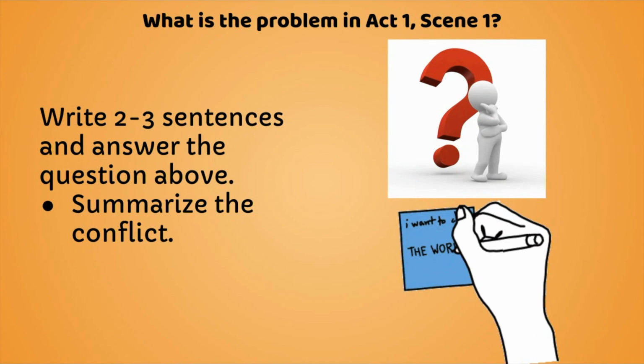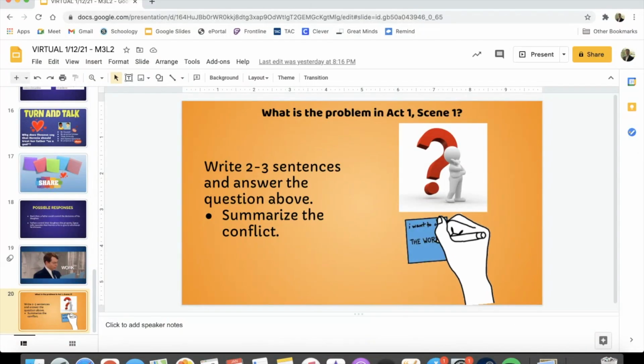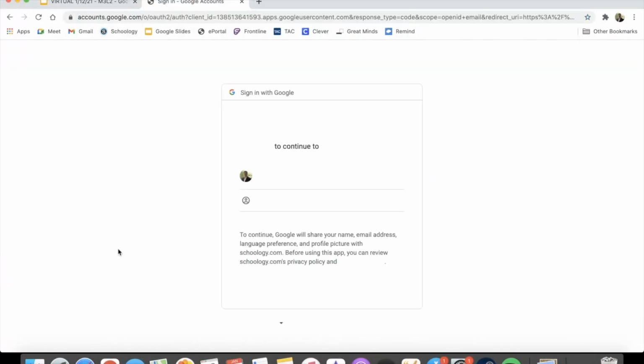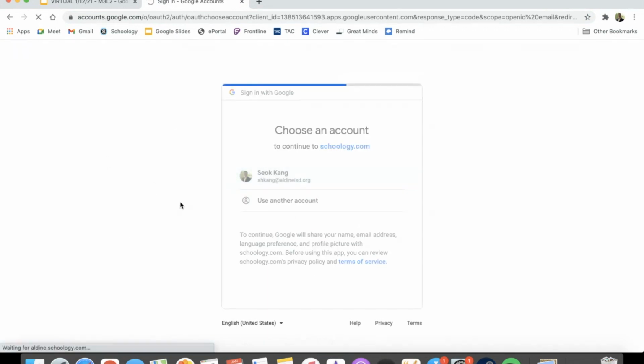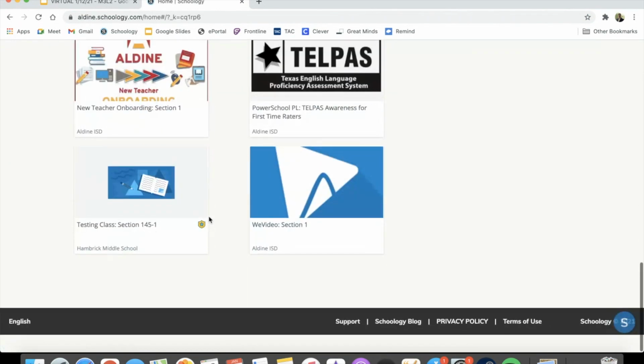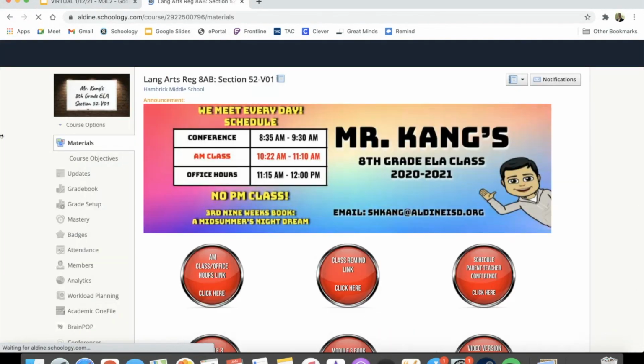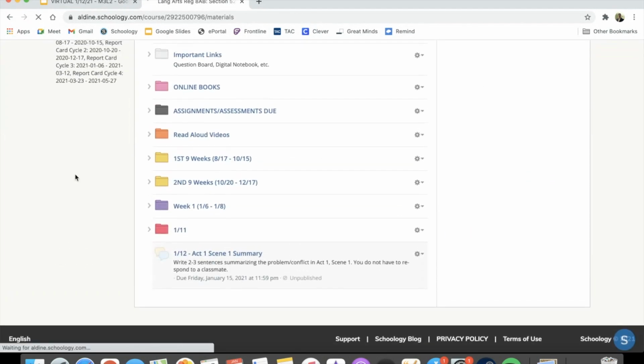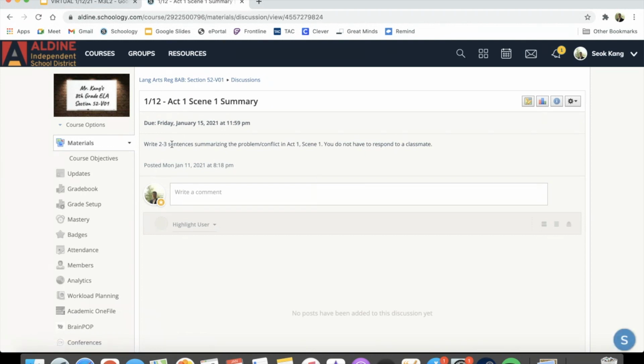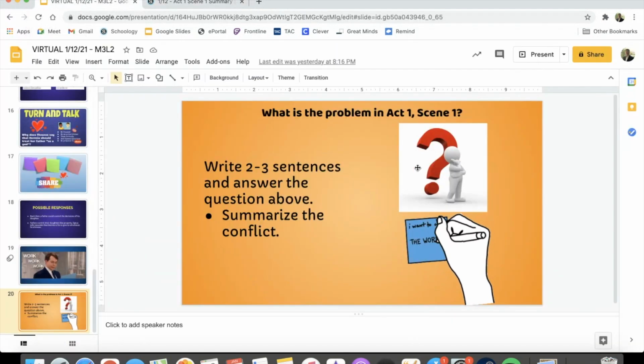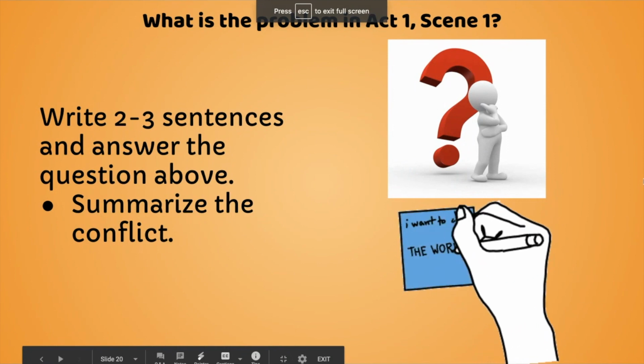What I want y'all to do is write 2 to 3 sentences and answer the question above. The question is, what is the problem in Act 1, Scene 1? I want y'all to summarize the conflict, and I'm going to show y'all how to get to the assignment, if it would load correctly. This is going to be our second discussion post. This is Act 1, Scene 1 summary. So write 2 to 3 sentences summarizing the problem or conflict in Act 1, Scene 1. You do not have to respond to a classmate, right? So that is your assignment for today. That is going to be your second grade.